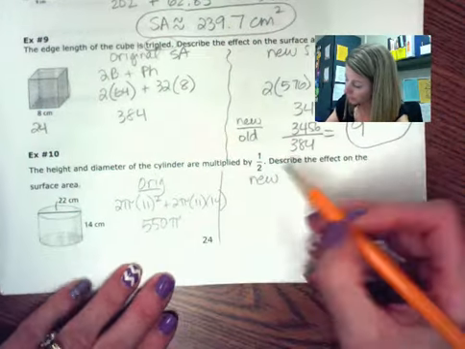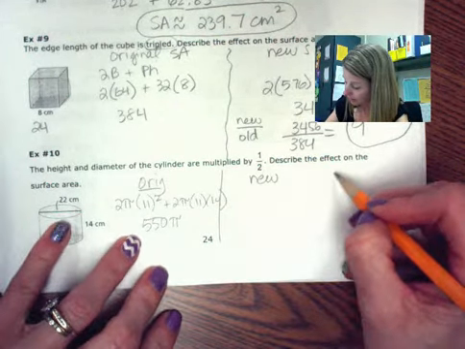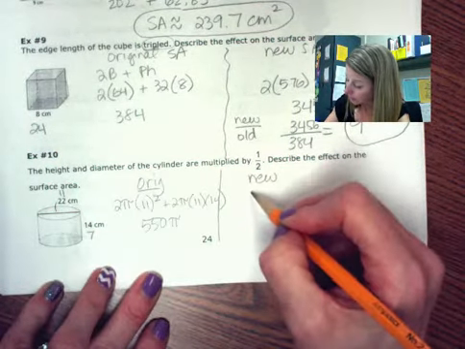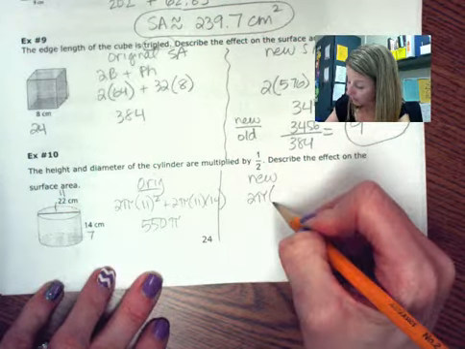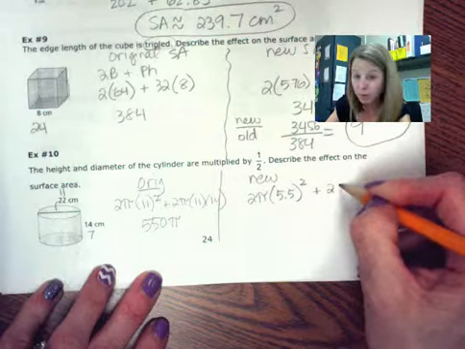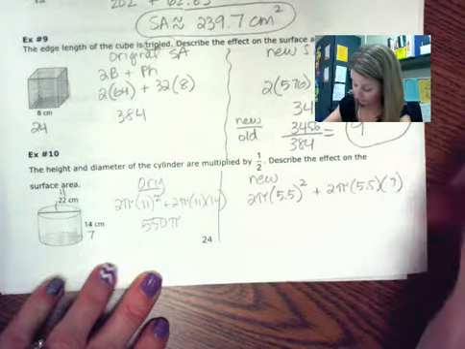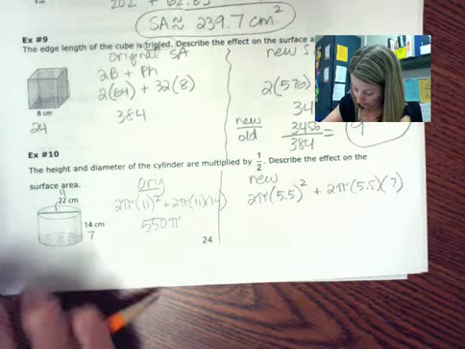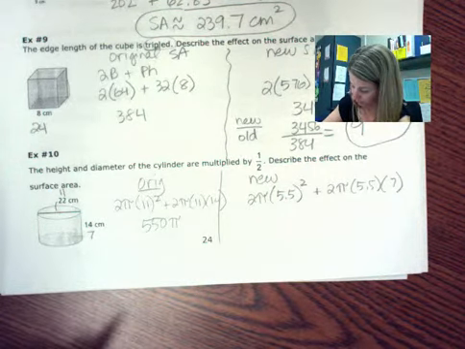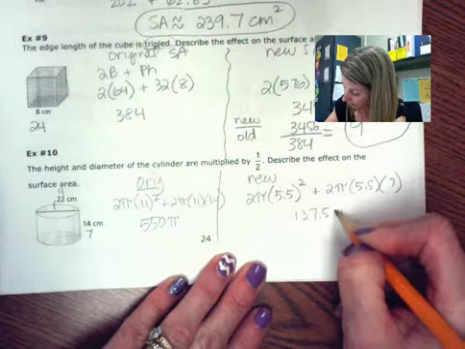So I'm going to do everything by half. So that means my diameter is going to be 11, and that's going to be 7. So my new surface area, my radius is 5.5 plus 2 pi 5.5 times 7. That's 2 times 5.5 times 7. So my new is 137.5 pi.